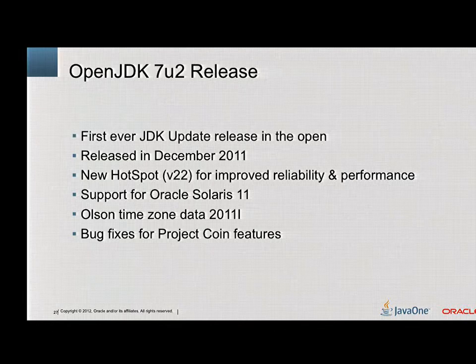So what do we have to show for all these processes and code and everything? We have releases. We have done a couple of releases fully in the open, from the start till the end. We started with 7 update 2. That was the first ever JDK release done from the beginning till the end in the open, released in December last year. It included a bunch of features, new HotSpots, new operating systems, yada, yada, yada.